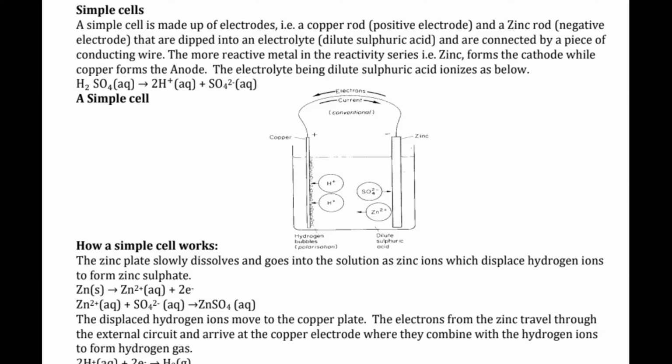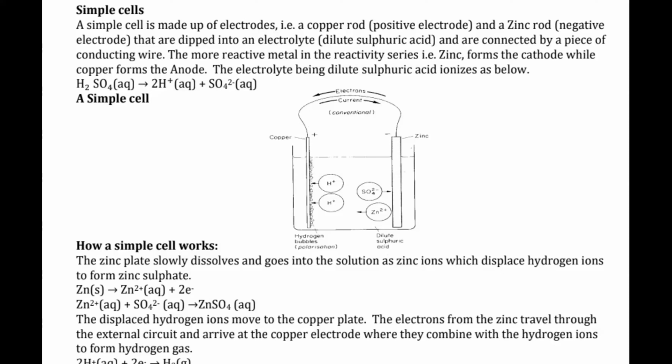A simple cell is made up of electrodes, that is a copper rod, which is a positive electrode, and a zinc rod, which is a negative electrode, that are dipped into an electrolyte, that is dilute sulfuric acid, and are connected by a piece of conducting wire. The more reactive metal in the reactivity series, that is zinc, forms the cathode, while copper forms the anode. The electrolyte being dilute sulfuric acid ionizes as below. So sulfuric acid ionizes to give us hydrogen ions and sulfate ions.